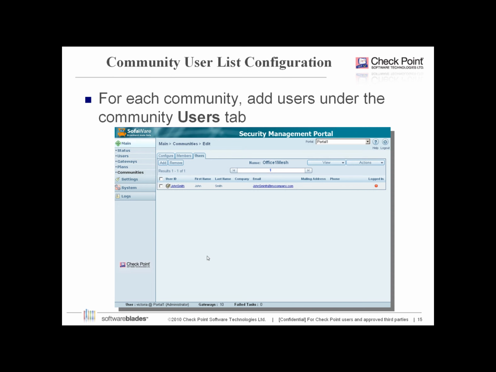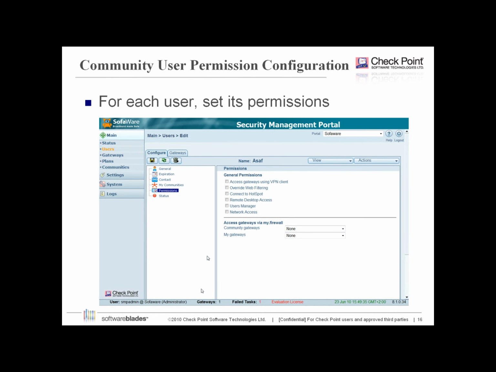For each community, add users under the Community Users tab. And for each user, set its permission. On the top here we see general permission, which means general permission within that community. And below we see access gateways via my firewall, which means local access to the appliance. So if I want to log into the appliance, I have to check community gateways. If I only want access to my appliance, so it means that I own these appliances, I choose my gateways.